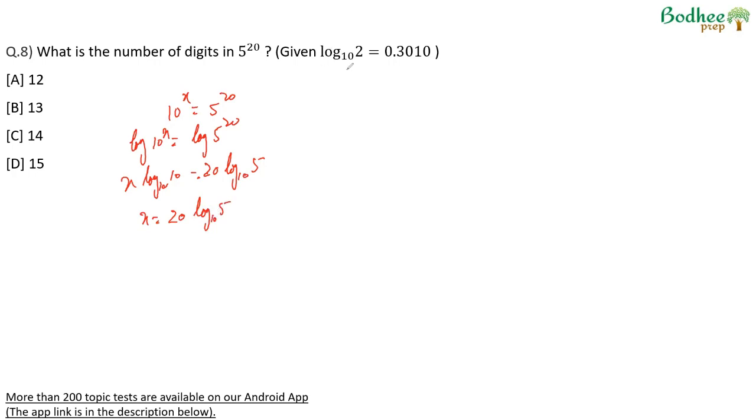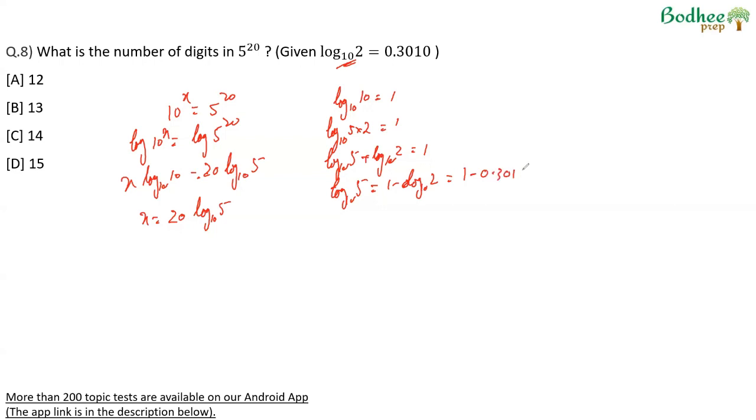The problem is the value of log of 5 is not given, log of 2 value is given to us. Now, if we write log of 10 to the base 10 as 1, and write 10 as 5 into 2, we can write log of 5 to the base 10 plus log of 2 to the base 10 is equal to 1, which means log of 5 to the base 10 will be 1 minus log of 2 to the base 10, which is 1 minus 0.3010, which means log of 5 to the base 10 would be 0.690.